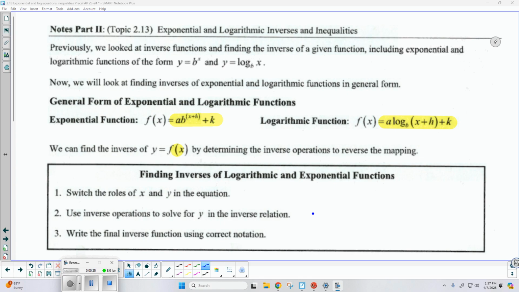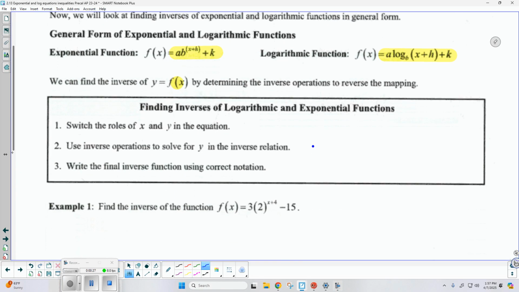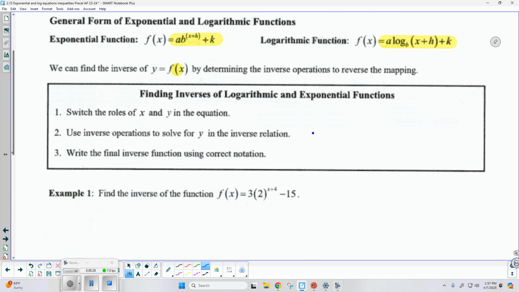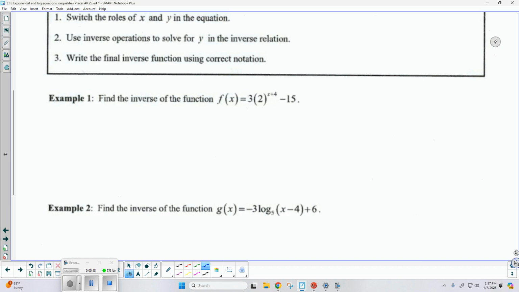All right, now it's the same set of rules that we've looked at prior when it comes to an inverse. Number one, switch the positions of x and y in the equation. Number two, use the inverse operations to solve for y. Once you've got y, number three, write the final inverse function using the correct notation. So it's referring to that -1 notation that we have. Okay, so let's just get right to it.